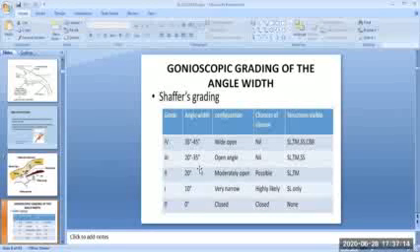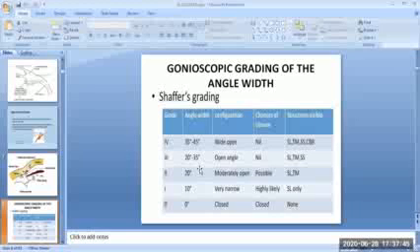First is grade 4, in which the angle width is 35 to 45 degrees and the configuration is wide open. The chance of closure of the angle of anterior chamber is nil. The structures visible will be Schwalbe's line, trabecular meshwork, scleral spur, and the ciliary body band, which is called the CBB. So all these structures will be visible.